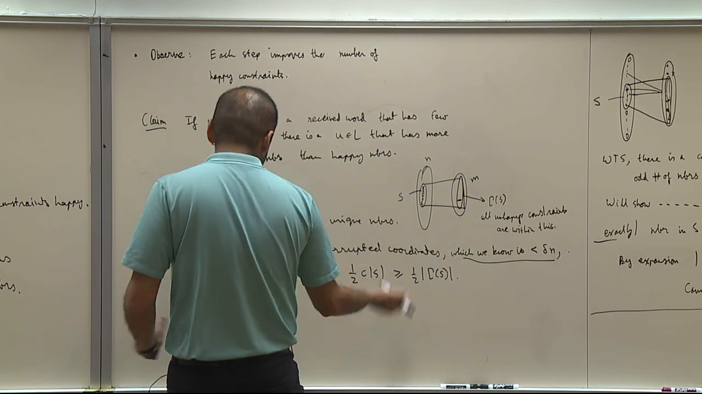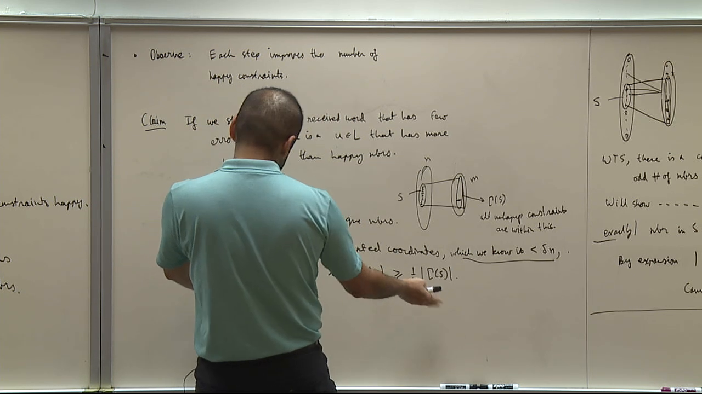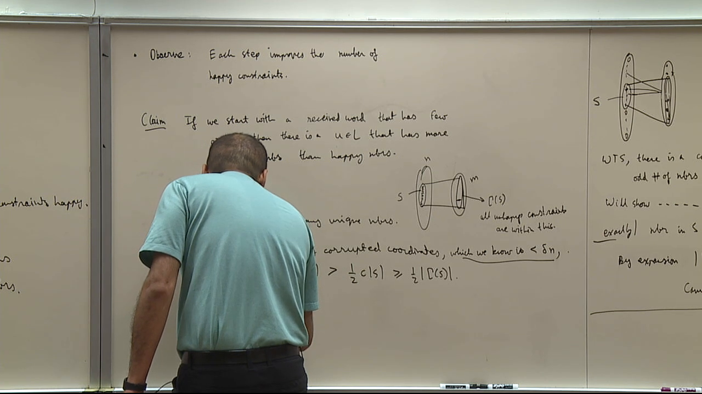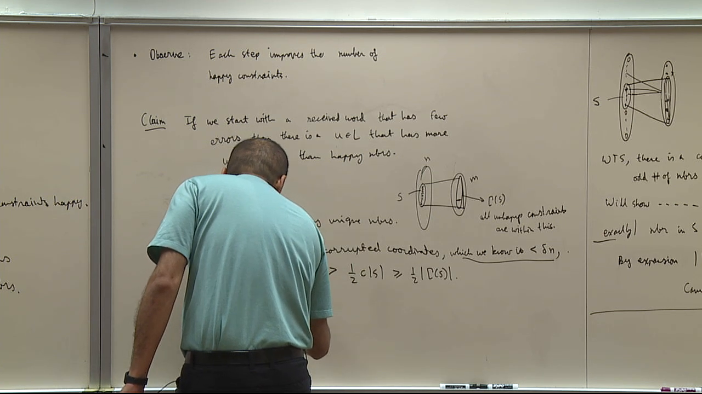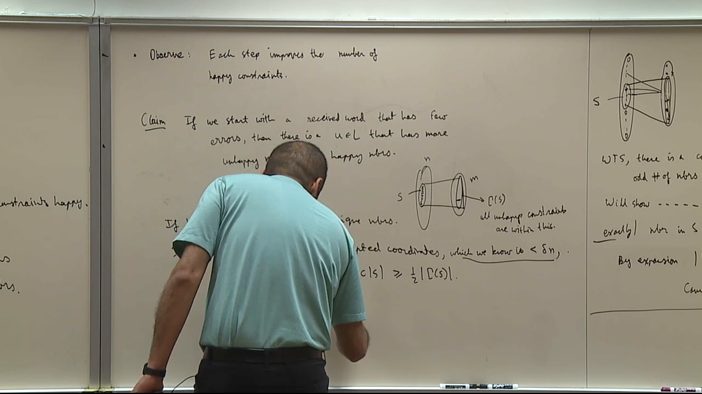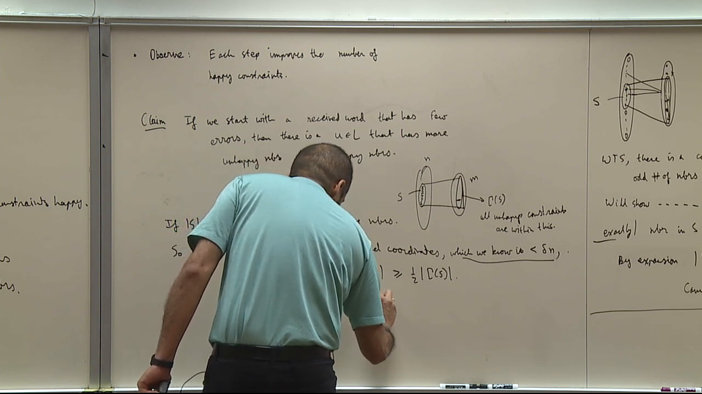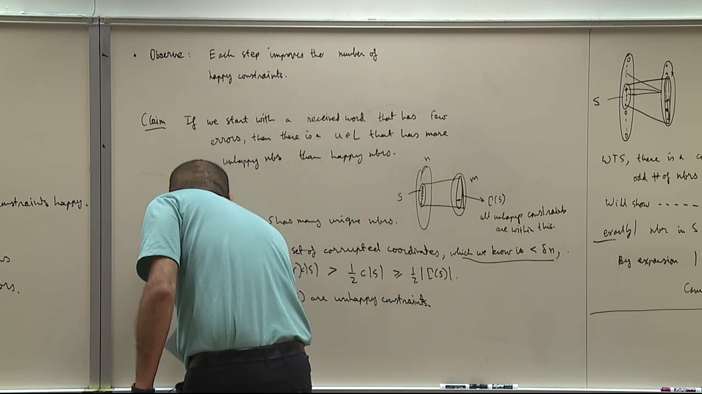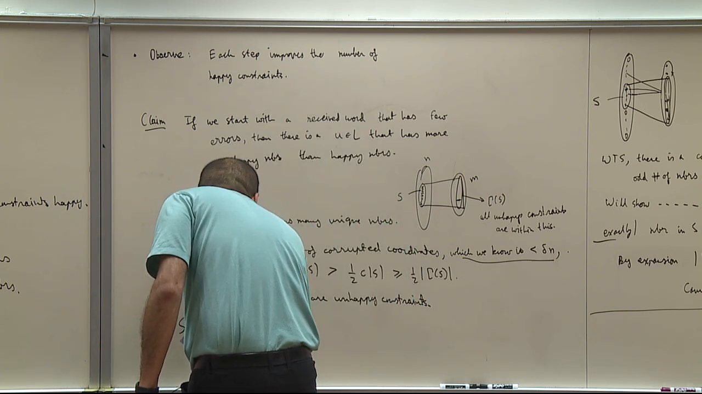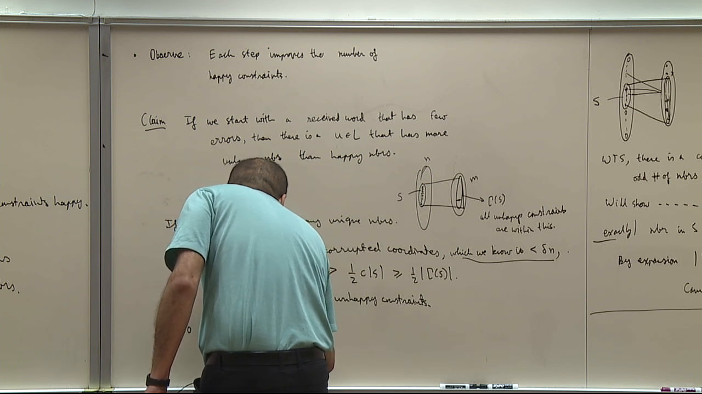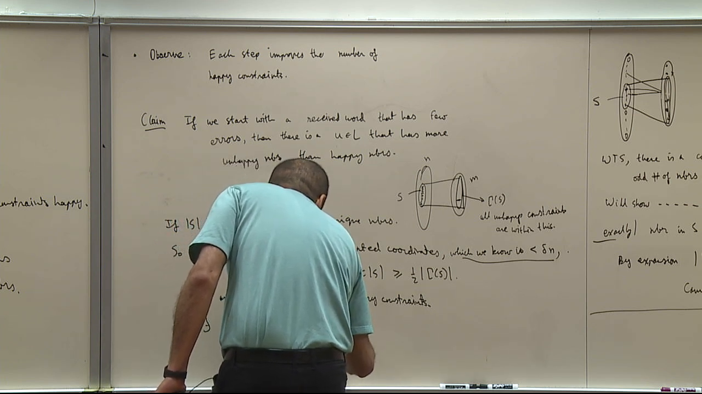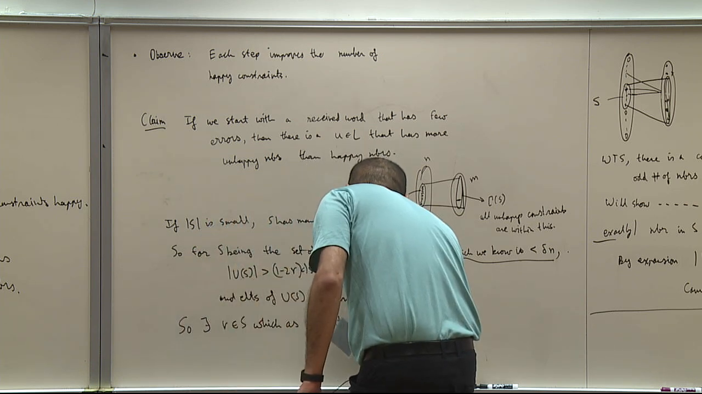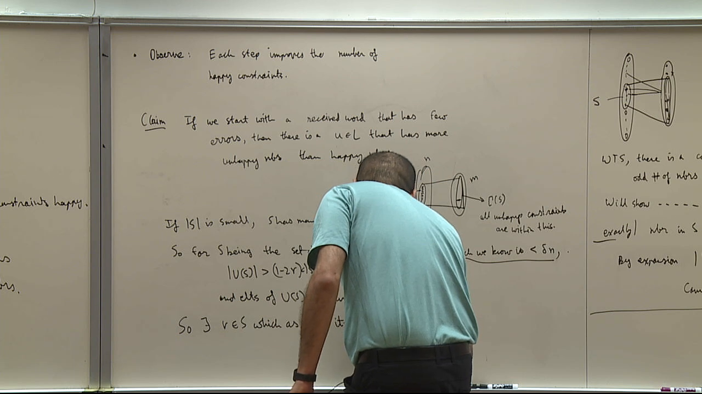At least half the neighborhood is unique neighborhood, and all elements of U are unsatisfied constraints. So there is a vertex v in S which has at least half, strictly, of its neighbors unhappy.